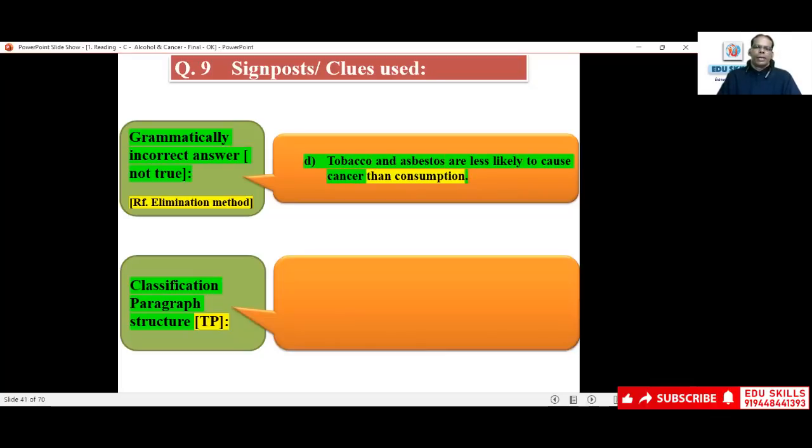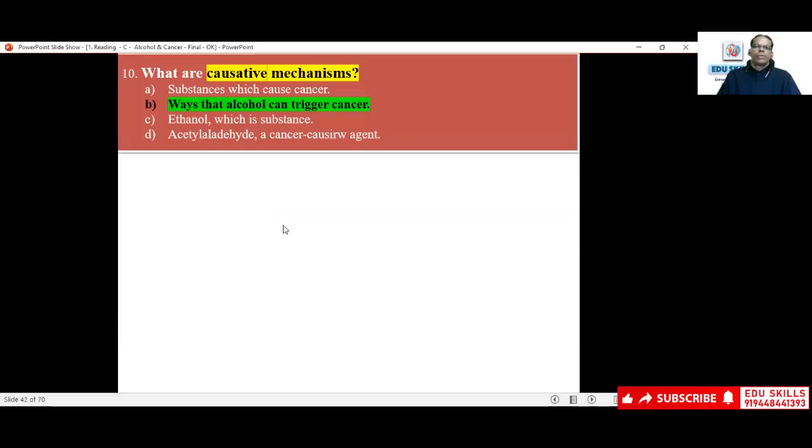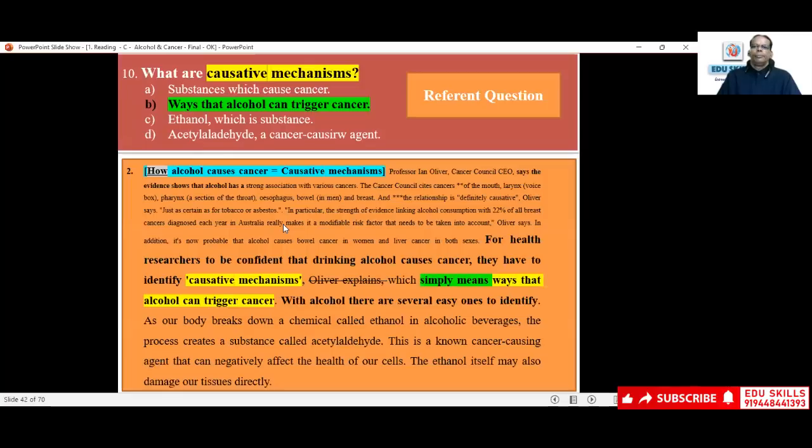Classification paragraph structure, you can know from the topic sentence. Professor Ian Oliver, Cancer Council CEO, says the evidence shows that alcohol has a strong association with various cancers. It speaks about there is strong association. Okay. And 10th one, what are causative mechanisms? Okay. And don't worry, if you don't understand, we'll be coming back to those paragraphs. Just now, I am focusing only on the strategies, how to identify the things.